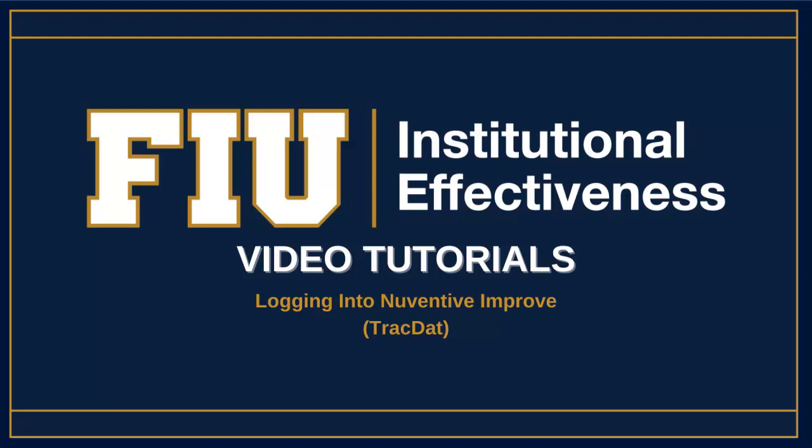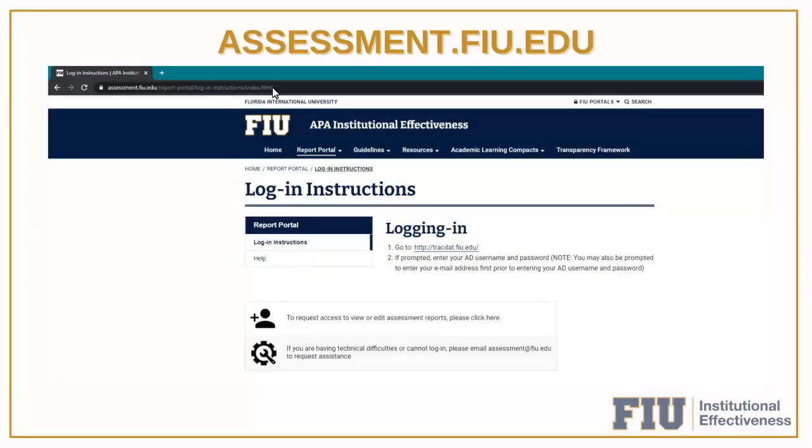This video will be taking you through the steps necessary to log into the Nuventive Improve platform, previously known as TracDat. In order to be granted access to log into the Nuventive Improve platform, new users must visit ASSESSMENT.FIU.EDU. Navigate to the report portal page, where you will find a link to the new user request form, indicated by the black plus sign icon.